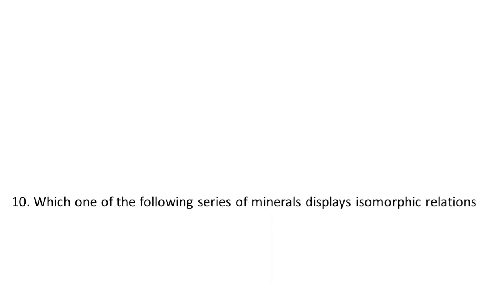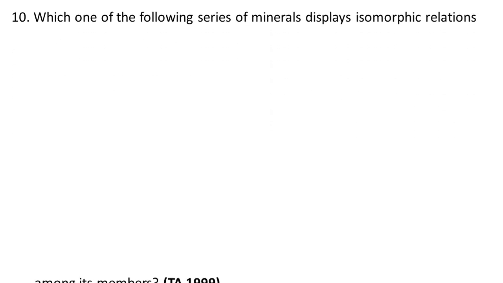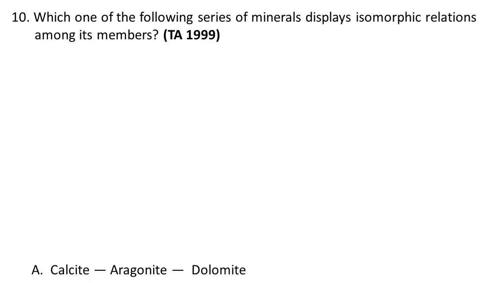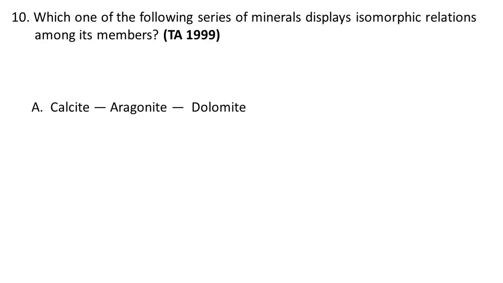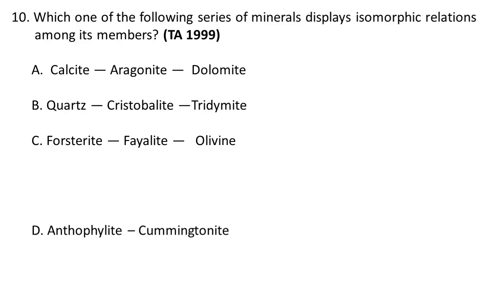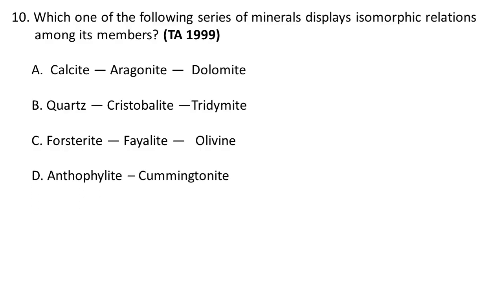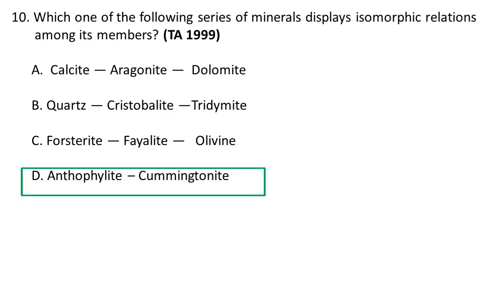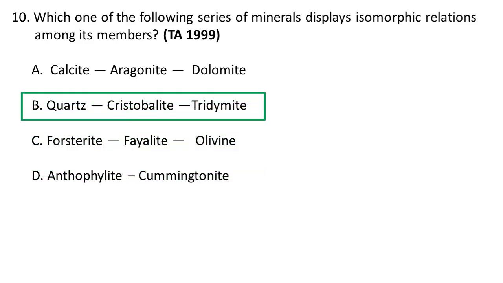Next question. Which one of the following series of minerals displays isomorphic relations among its members? A. Calcite, aragonite, dolomite. B. Quartz, cristobalite, tridymite. C. Forsterite, phyllite, olivine. D. Anthophyllite, cummingtonite. The correct option is B. Quartz, cristobalite and tridymite display the isomorphic relations. So B is the correct option.